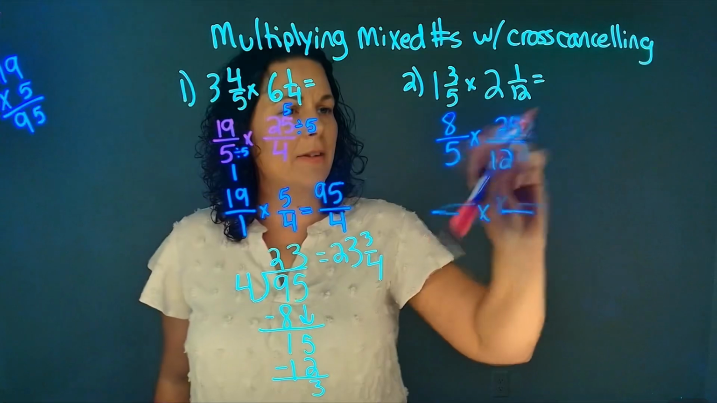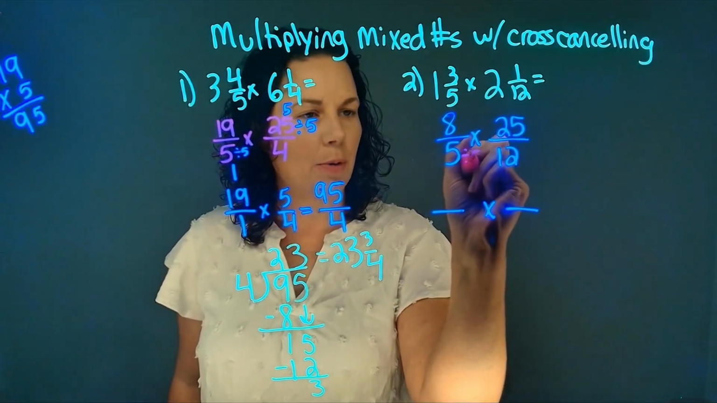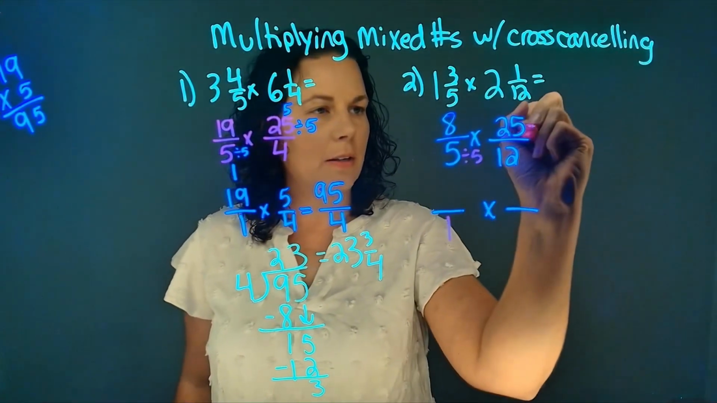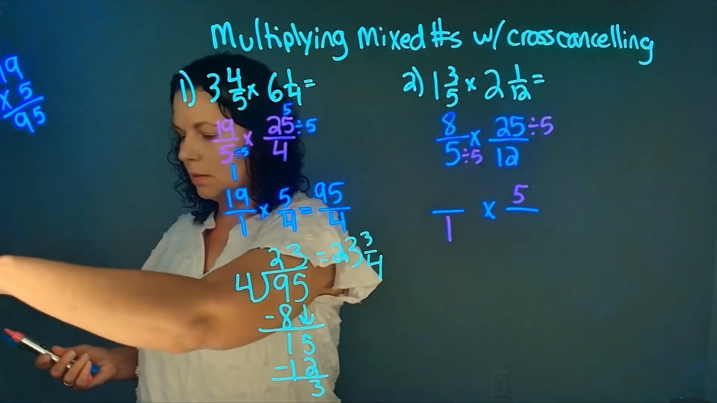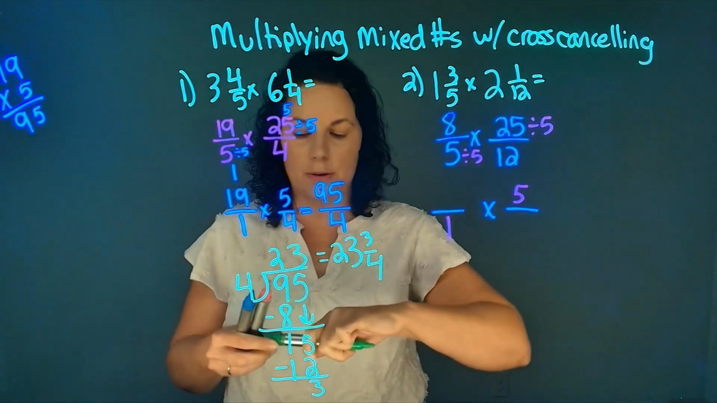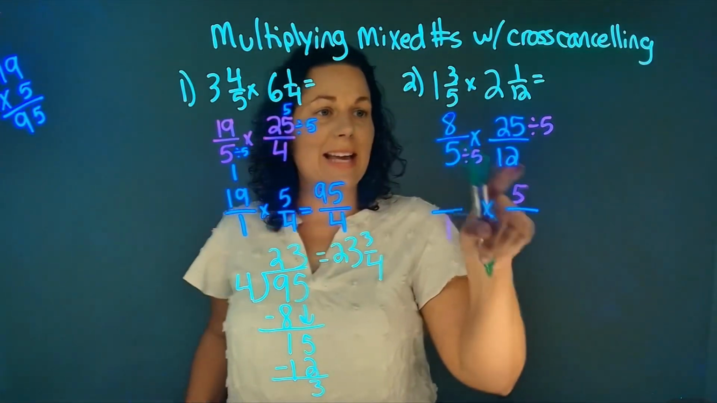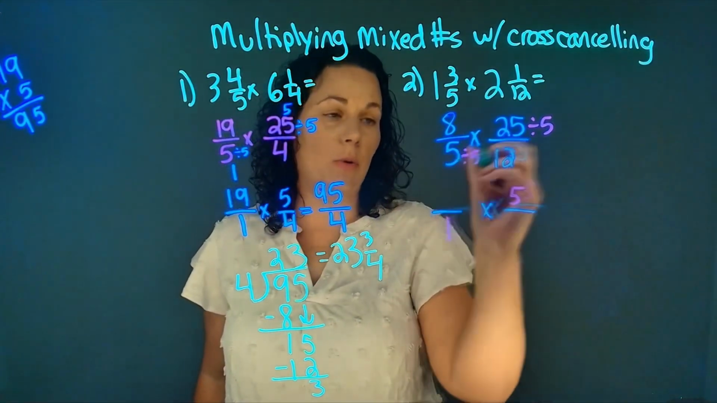So we've got the 5 and the 25 again. I know I can divide both of those by 5. That gives me a 1. Divide that by 5. It gives me a 5. Okay. See if I can do this with another color if it'll show up. All right. 8 and 12, those are both divisible by 4.